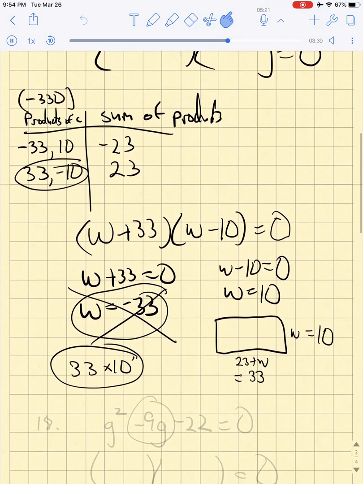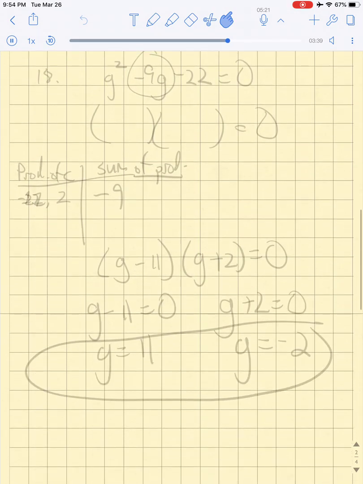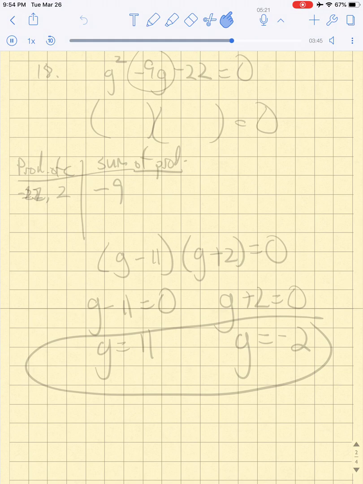So what else do we have? An easier problem now. After that word problem, now we have regular factoring. 18 is G squared minus 9G minus 22. Find the roots, it says. That means set it equal to 0 and factor it.